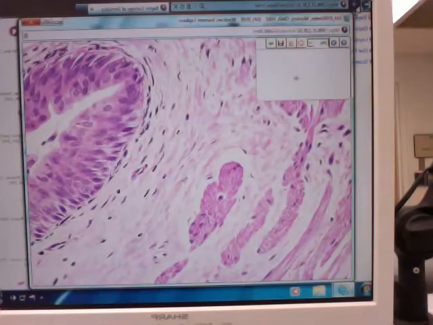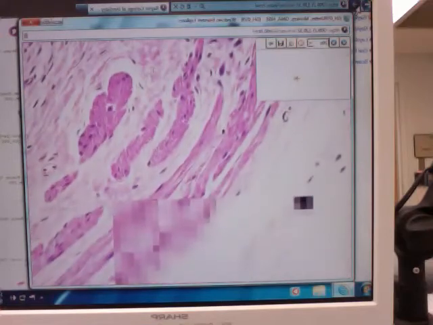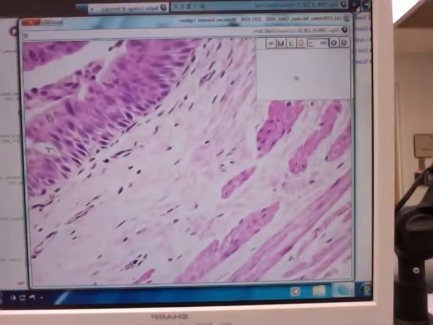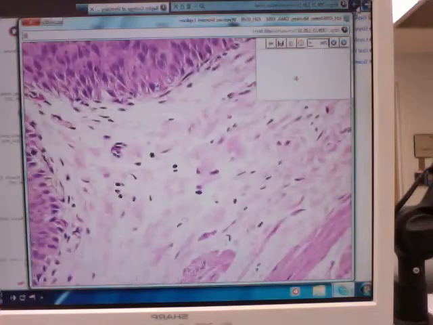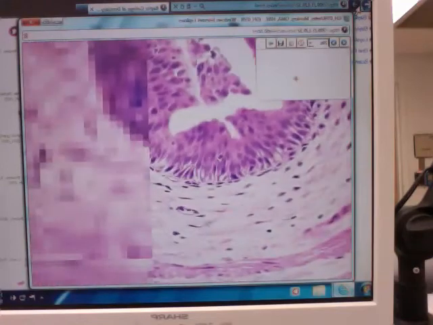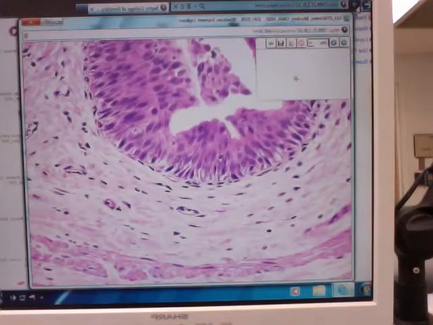Lots of dense irregular below that. As you go around, you'll see different areas of dense irregular. And then around vessels, nerve bundles and things, you'll find pockets of loose connective tissue. So there's some loose connective tissue around there, but right underneath here, definitely loose connective tissue, then dense irregular connective tissue.